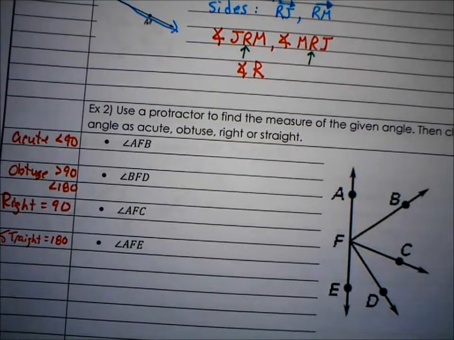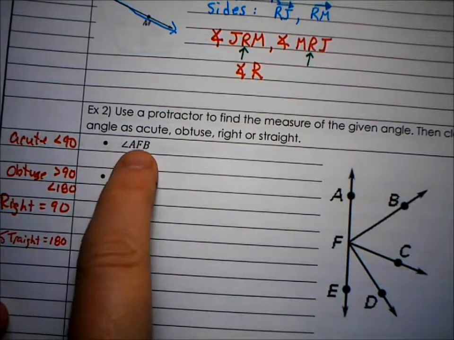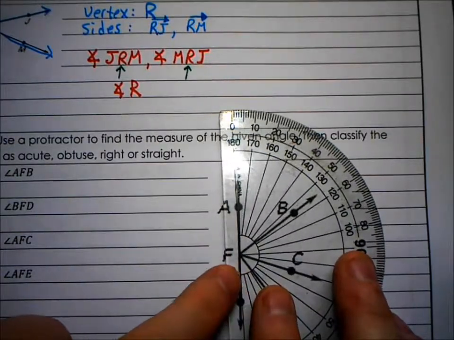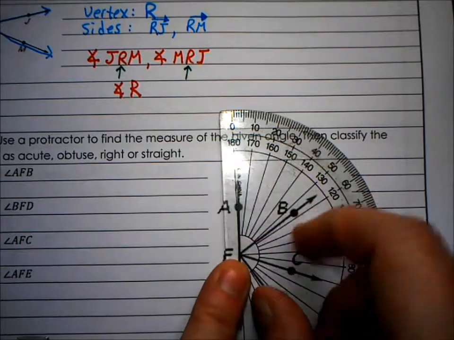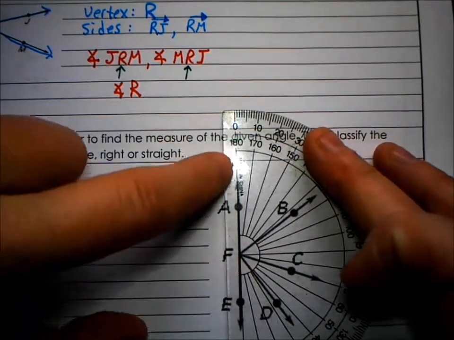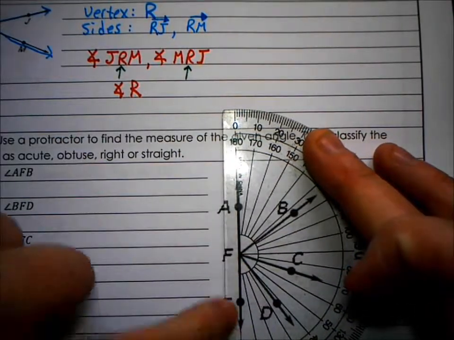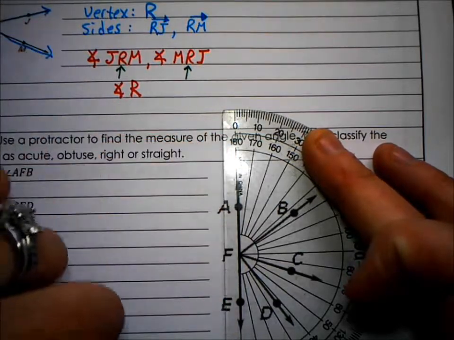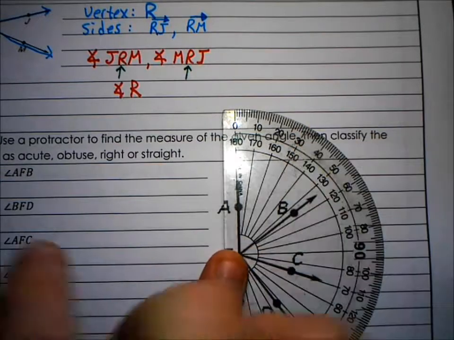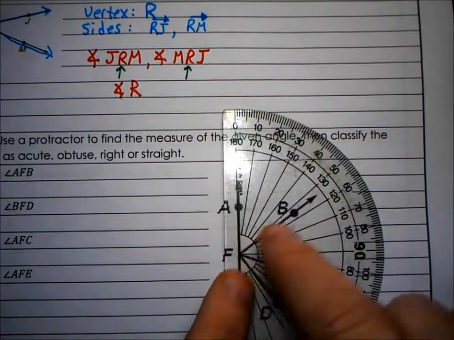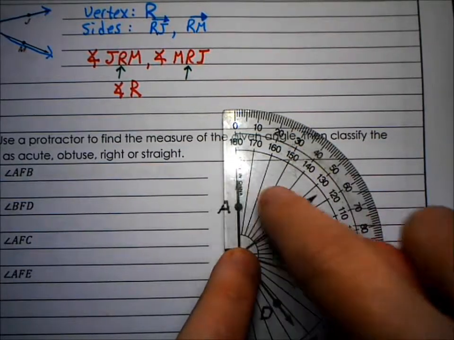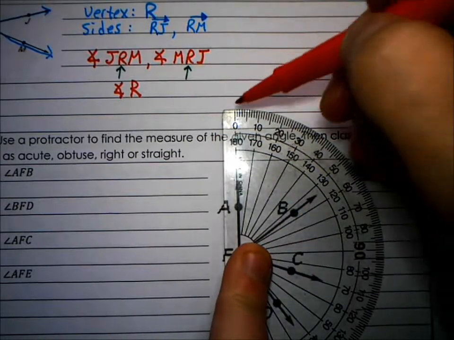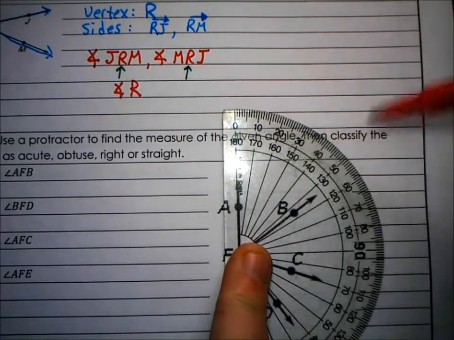Alright, so if I go to my first angle, this is angle AFB, I'm going to put the center of my protractor at the point F. Make sure the line on your protractor lines up on the ray or the line AE. And then I'm going to go from AFB, which is the closest side, which means I'm looking at this. I've got to go from the 0, which means I'm on the outside of my protractor. If I measure it around, I can't quite see that.